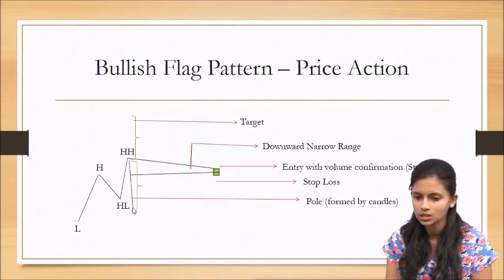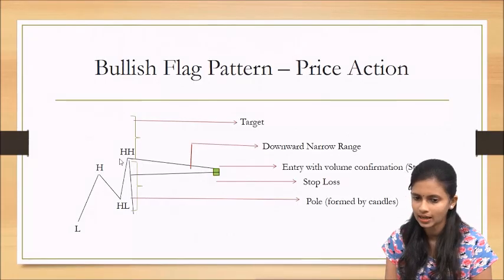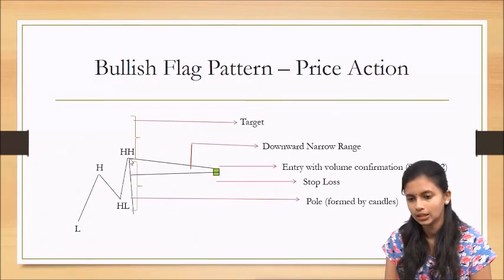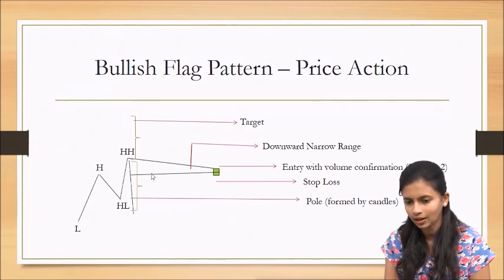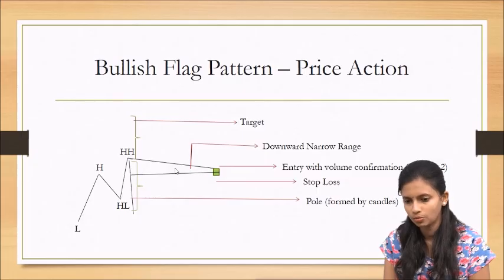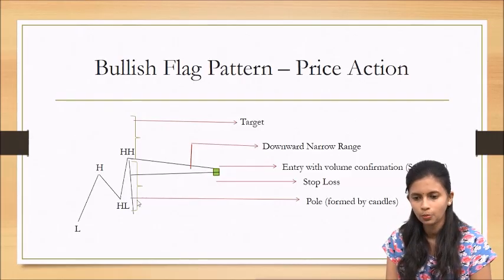So once this pole is formed, there has to be a downward narrow range, like this. Now if the stock is moving somewhere like this upwards or somewhere straight like this, then you cannot consider it to be a flag. So it has to move like this downward, and the range should be narrow. A wide range cannot be considered, a narrow range should be there. Then when you draw the trend line like this, you should get this breakout. So entry will be above this candle high. Stop loss will be just below this candle. Your target will be this pole size.